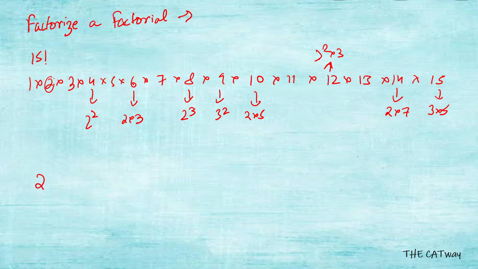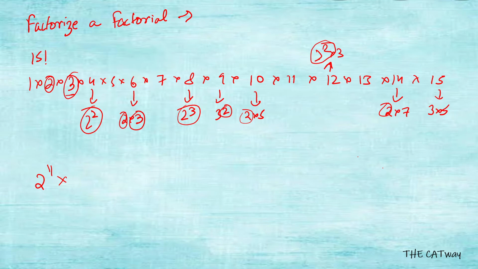We have 1, 2, then 3, then we have 4, then we have 7, and then we have 8, then we have 9 and 10, and then we have 11. So it is 2 to the power 11 into, it is 3 one time, 2 times, 2 times, then 4 times, after 4 times it is 5 times, and 6 times. So it is 3 power 6.